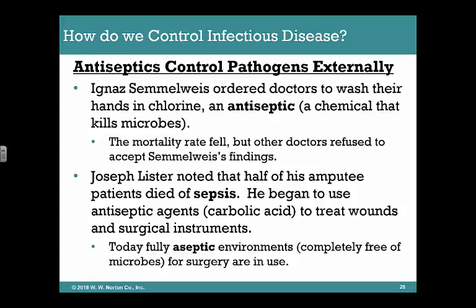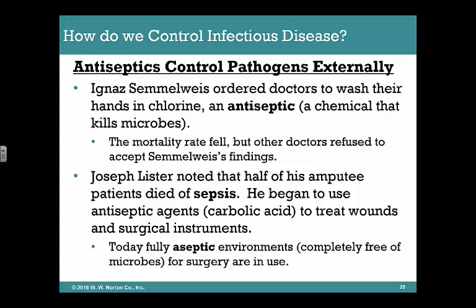And so he ordered doctors to wash their hands in a chemical chlorine that served as an antiseptic. And by that I mean a chemical that kills microbes. And he found that the mortality rate fell by 80% after that. Still, doctors were set in their ways and they refused to accept his findings. But of course, now we know that hospitals routinely have hand washing protocols in place to prevent the spread of infection from patient to patient.